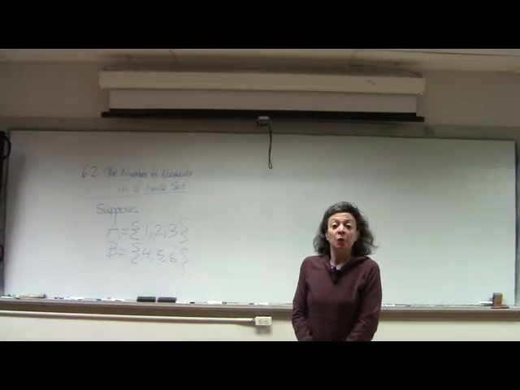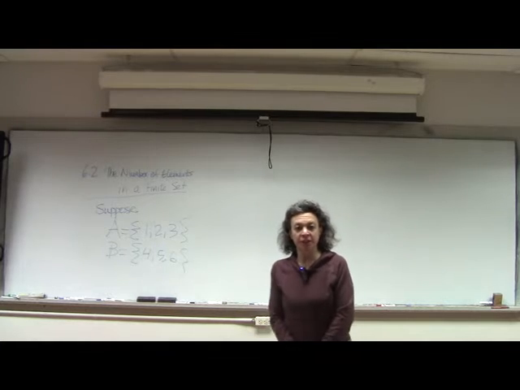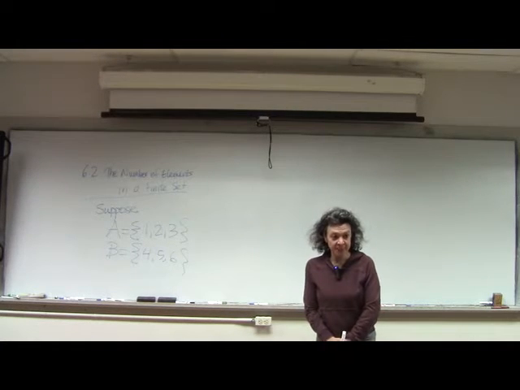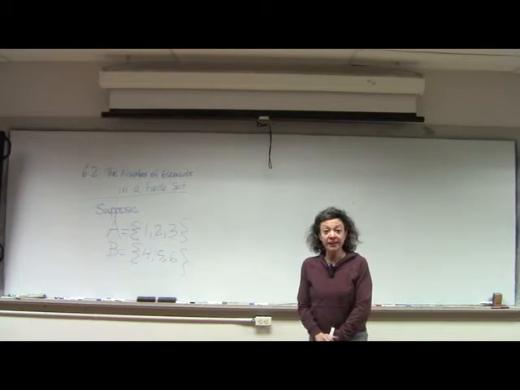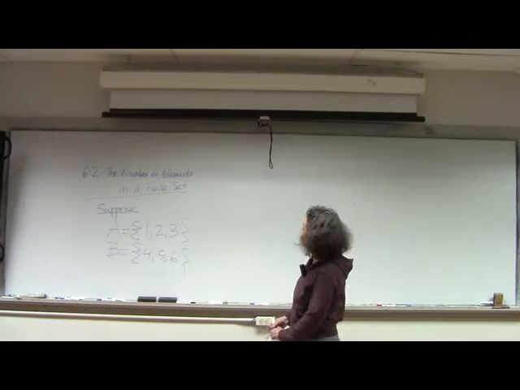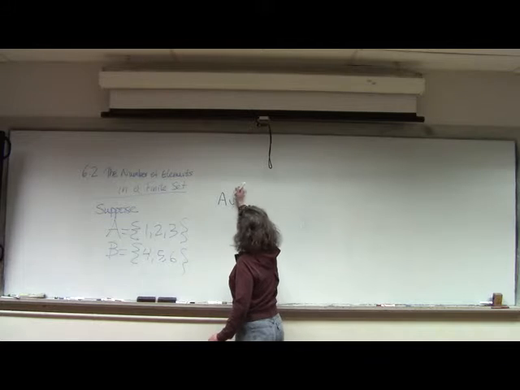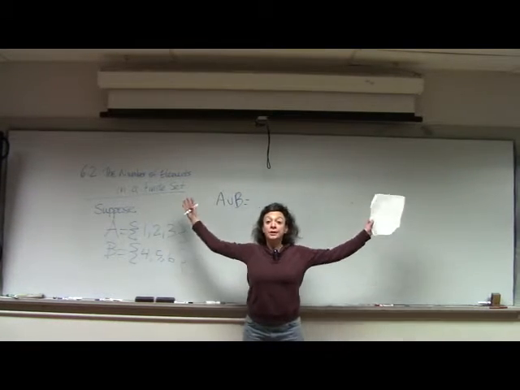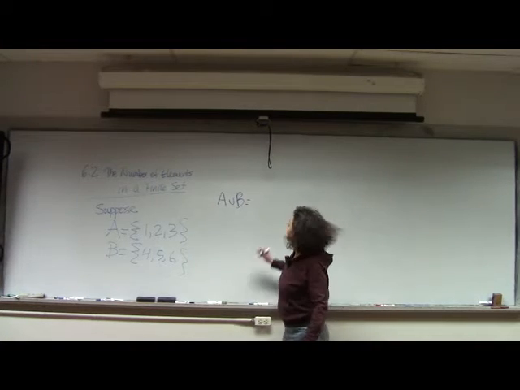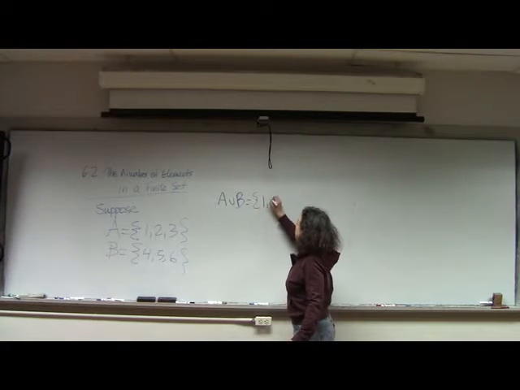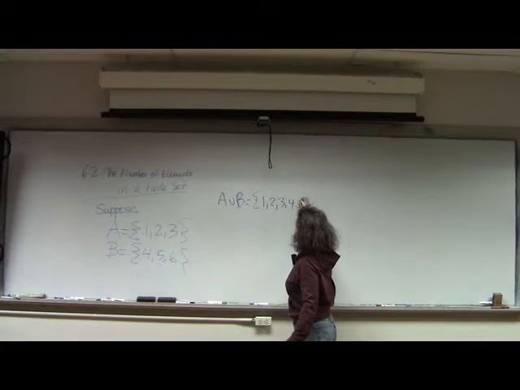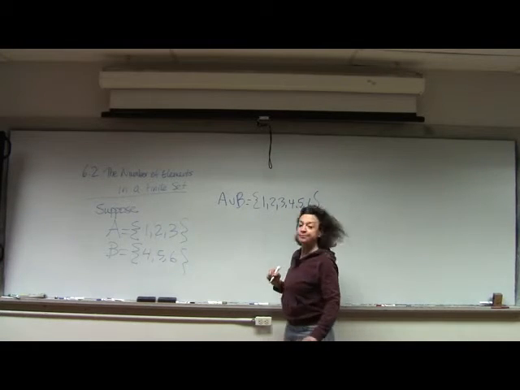All right. Well, there's a few things we can do. We can find the union of these two sets, and we can also find the intersection of these two sets. So let's do it. If I want to take the union of A and B, again, union means put them together. So I claim it will just be 1, 2, 3, 4, 5, and 6.